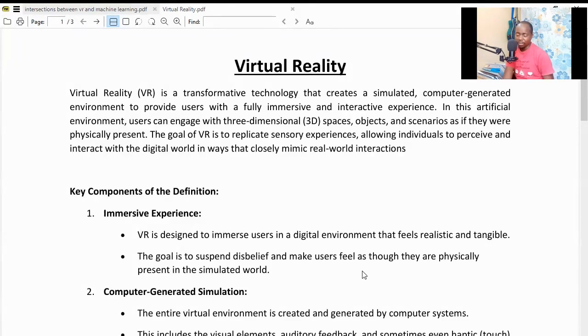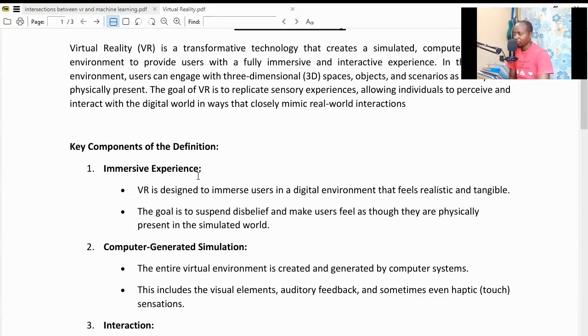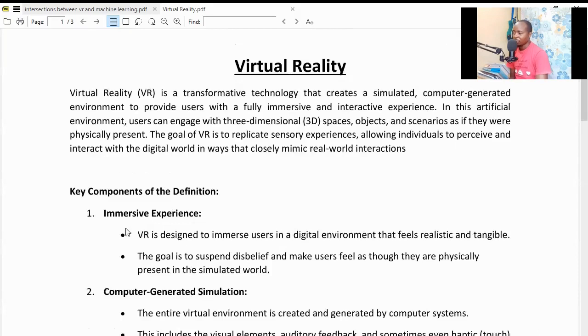Now, the key components when it comes to virtual reality, and some of them have been mentioned in that definition, we have what we call immersive experience. So virtual reality is designed to plunge users into digital environment where they can feel realistic and tangible. The goal is to suspend disbelief and make users feel as if they are physically present in the simulated world. There is also what we call computer generated simulation.